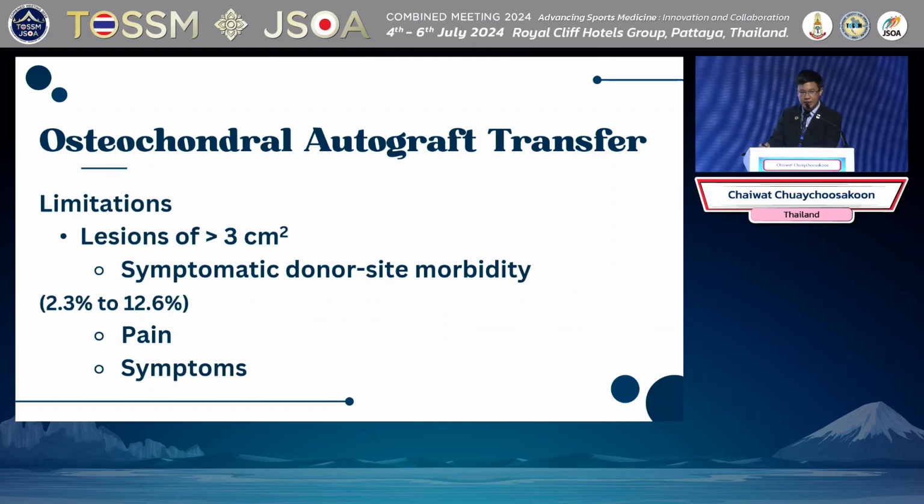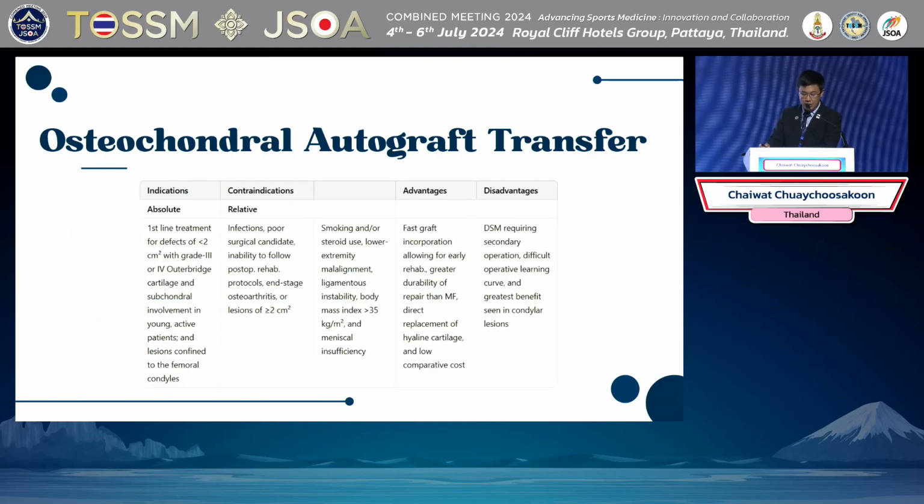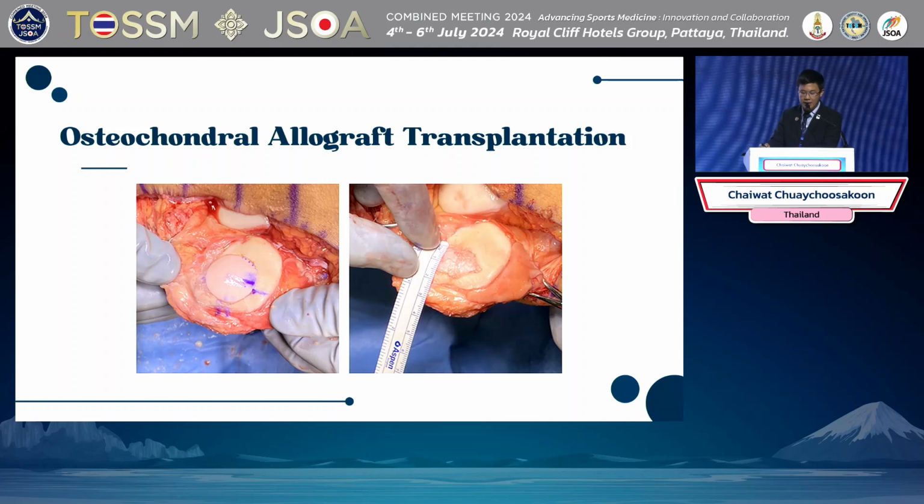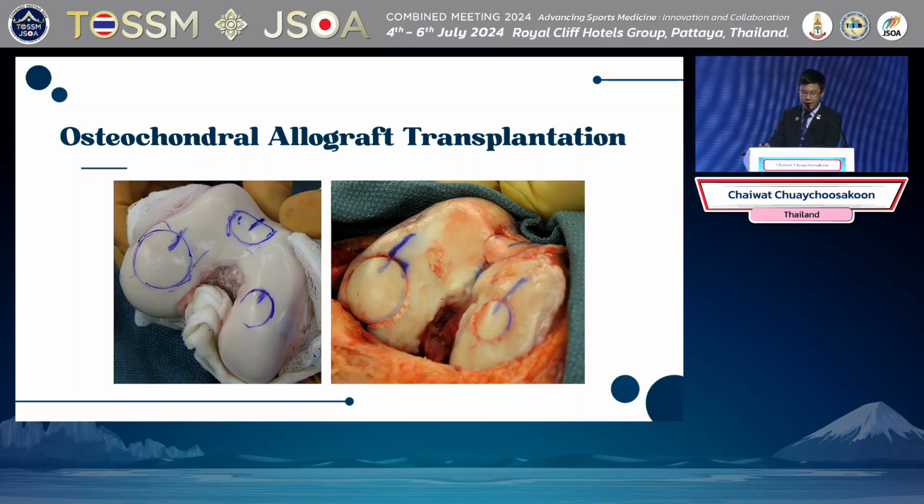But OAT is limited by size. If a patient has a lesion larger than 3 square centimeters, we can use osteochondral allograft transfer. This is shown in the summary of the allograft transfer. The candidates for this technique are young, active patients with a defect larger than 2 square centimeters. You can transfer at the patellar area or femoral condyle area.